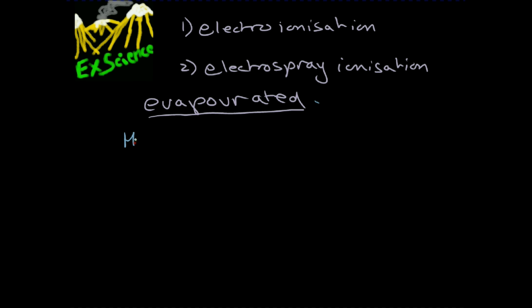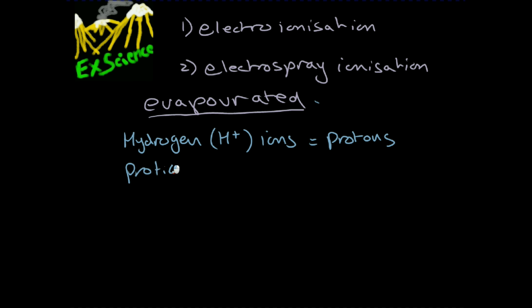Hydrogen ions are called protons, or referred to as protons. That is exactly the same as a proton subatomic particle. A hydrogen atom has one proton and one electron. If I remove the electron to make an H plus ion, I'm left with a proton. So solvent often has hydrogen atoms which can form protons. These are called protic solvents.